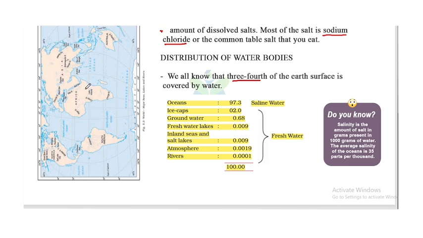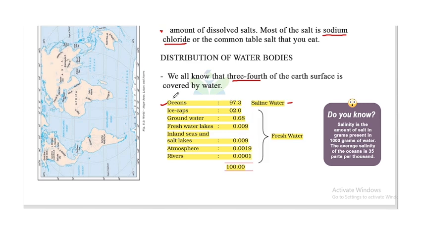Look at this picture. This blue color shows the water bodies or the oceans. So 3/4 of our earth is covered by water, and most of the water is seen in oceans, that is 97.3%, which is also saline water. Now, ice caps 2%, groundwater 0.68%, then freshwater lakes, inland seas and salt lakes, atmosphere, rivers. That is a very minute amount.